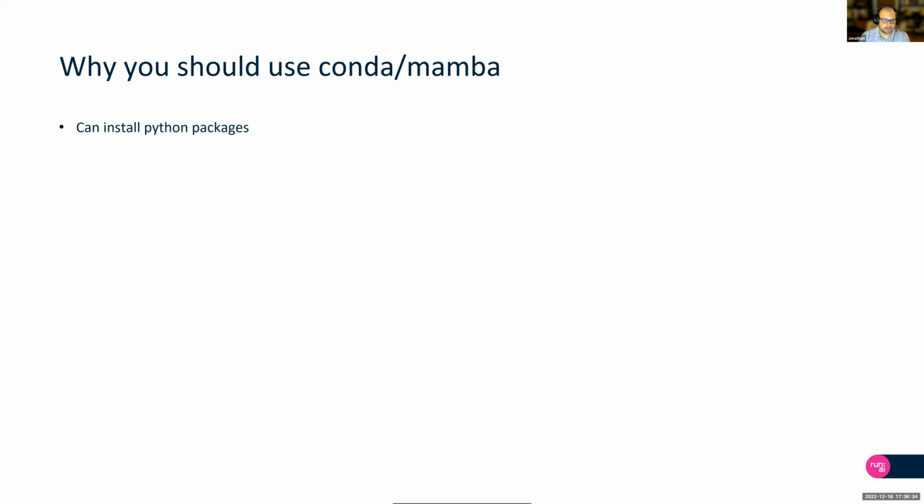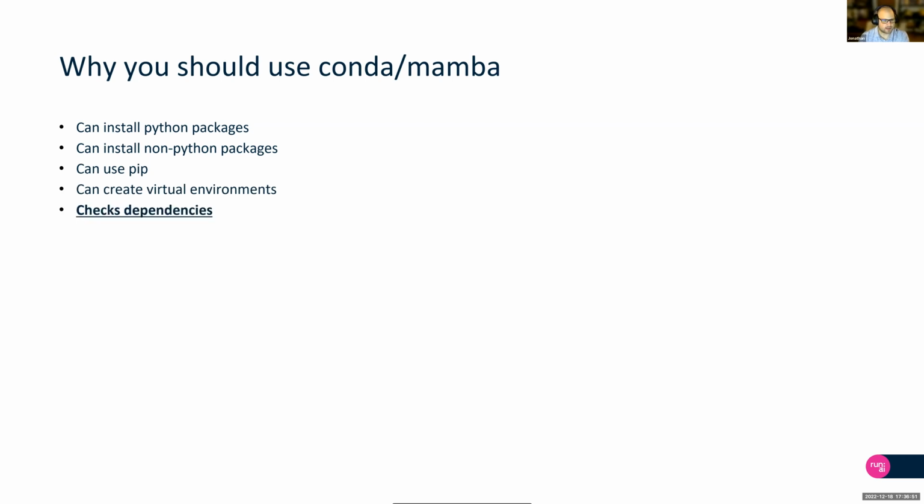And why should you use Conda and Mamba specifically? Well, they can install Python packages, but they can also install non-Python packages like the CUDA toolkit or cuDNN if you use GPUs. You can use pip, and you can create virtual environments. And finally, it checks dependencies, which is great. It will automatically detect what versions of all the software you need are compatible with one another and select those. It will also find out what other software your particular package needs to run, and install those as well.